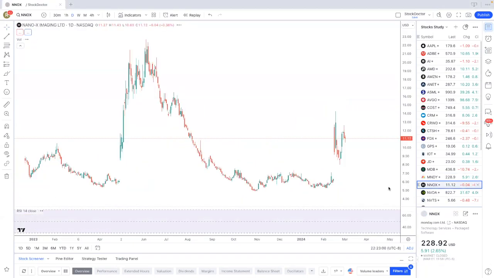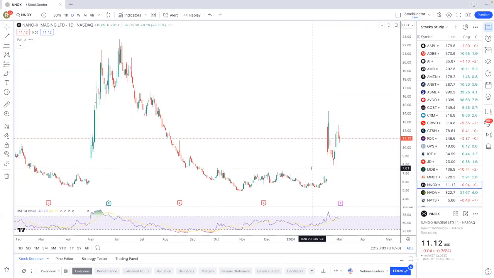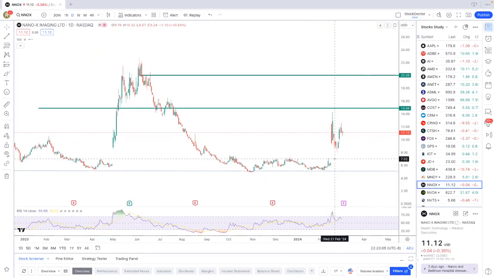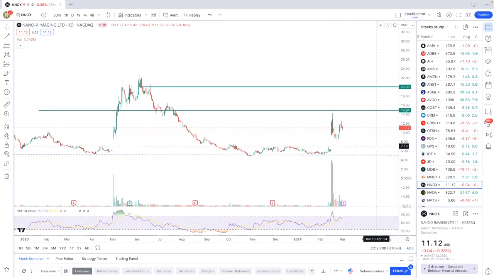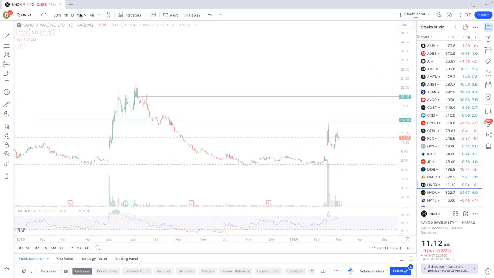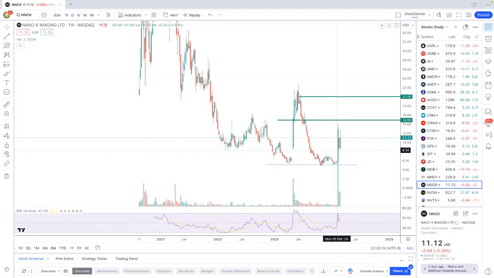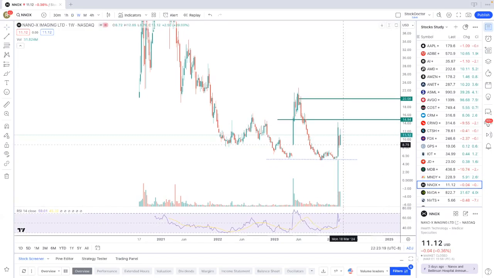Then we have Nanox. Now, Nanox has given a solid upside. You can see here on the weekly time frame, it was almost 120% up 2 weeks back. Now, it has a first target of $15 if its momentum continues, and if it sustains above 15, then the next target would be around $20. So keep an eye on this stock, but it is a highly volatile stock. You can see it has a lot of momentum.